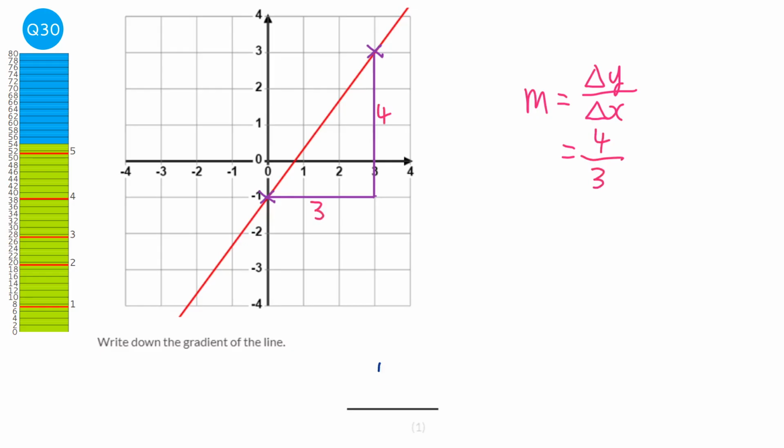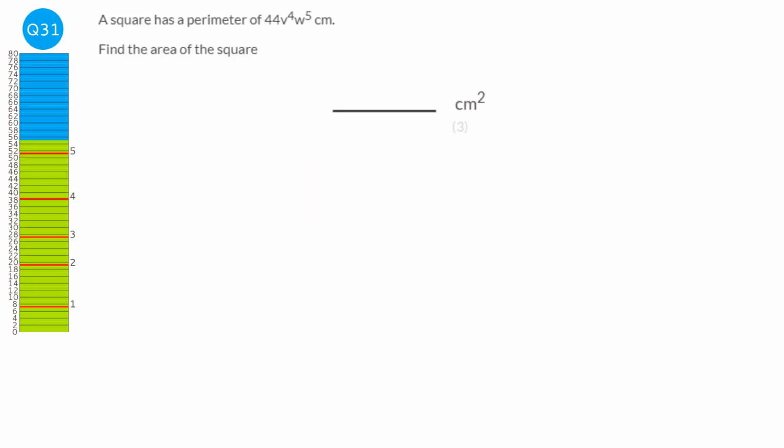So our answer will be 4 over 3. So we need to first of all work out what the length of the side of the square is. And to do that, we get the 44v to the power 4 w to the power 5, and we just divide it by 4. All we need to do is just divide the coefficient by 4. So it'd be 11v to the power 4 w to the power 5.